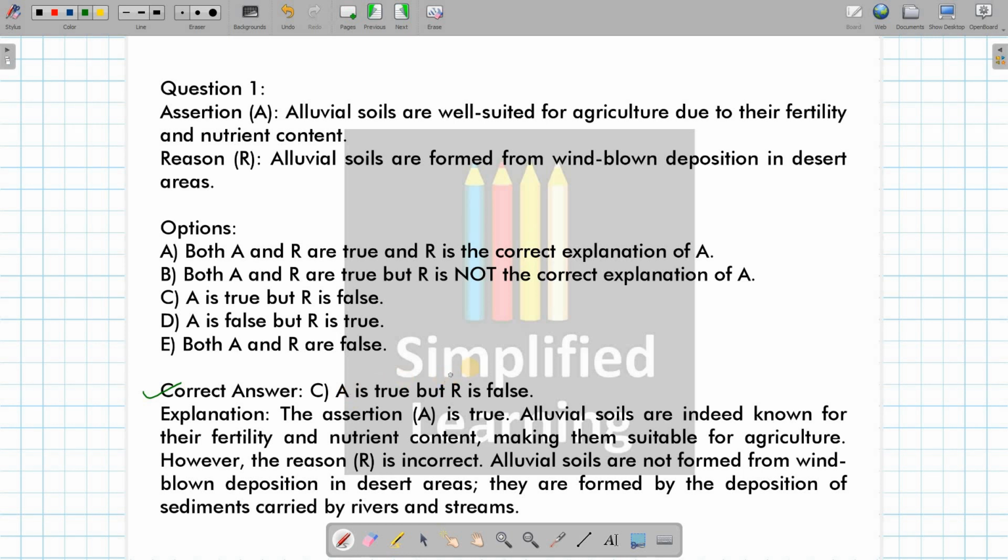That is, A is true, that is assertion is right, but the reason is not right. That is, alluvial soils are well suited for agricultural purposes. Yes, because they have high fertility. It is okay, it is alright, it is true. But the reason that we are provided is alluvial soils are formed from wind blown deposition. See, alluvial soils are formed by river or flowing water body deposition. That's why wind blown is not the thing which is associated with alluvial soils. Alright, that's why assertion is true, reason is false. Okay, that is option C.